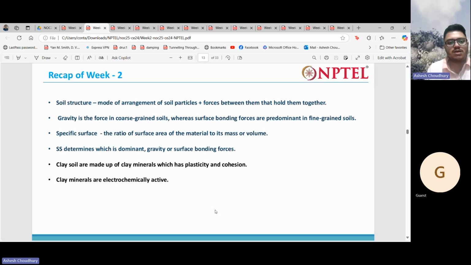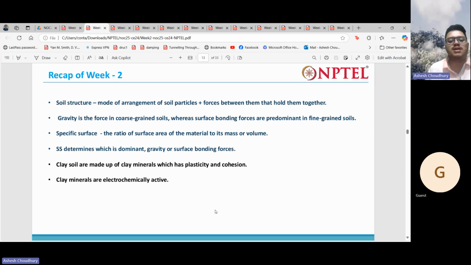Okay, then we saw something about the soil structure. So what is soil structure? It is the mode of arrangement of soil particles plus the forces between them that hold them together. Gravity is the predominant force in coarse grained soil, whereas surface bonding force is predominant in fine grained soil.